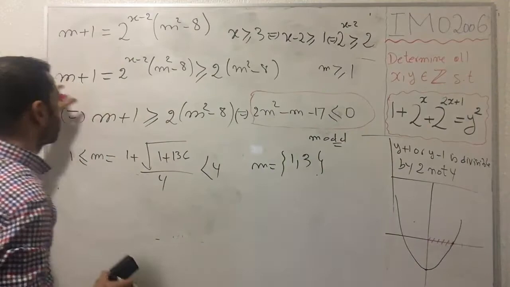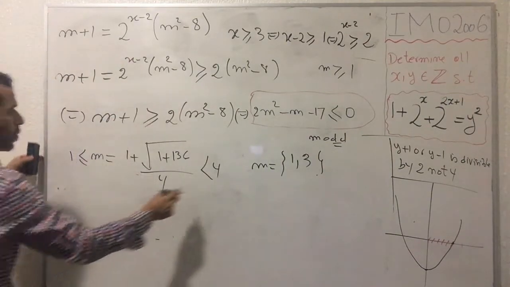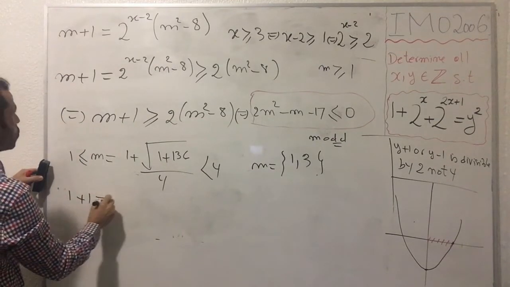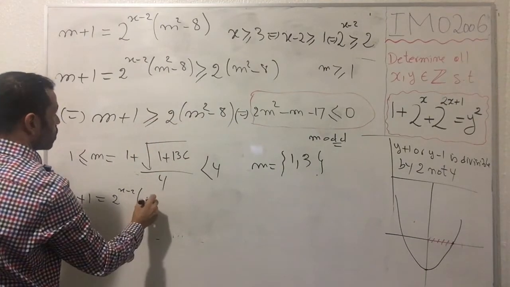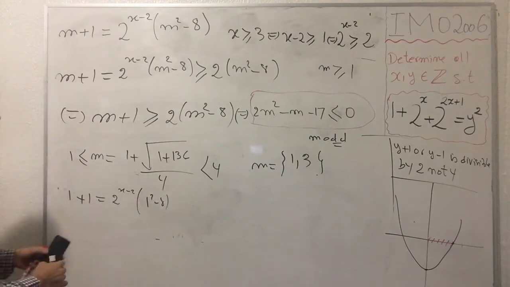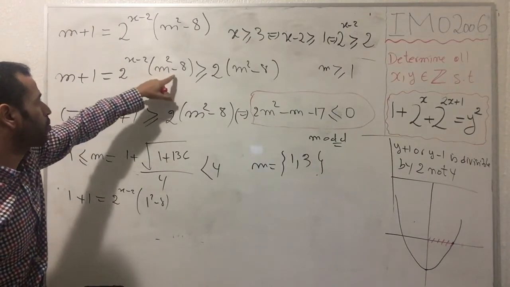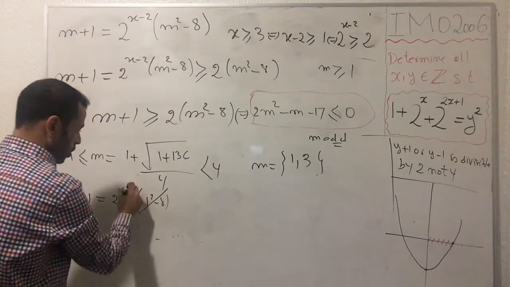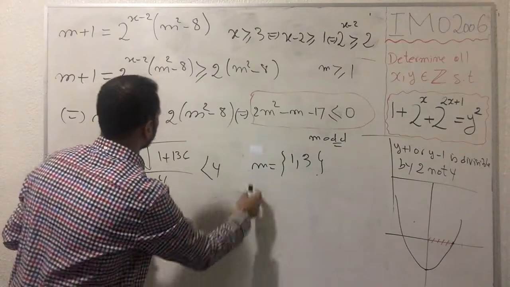I'm going to check my equation. This is my equation for m. Okay? So I'm replacing number 1 here. So 1 plus 1 equal to 2 to the x minus 2, 1 squared minus 8. This is not a solution of this equation because this side is negative. 1 squared minus 8 is a negative, so this is impossible. This is not a solution of this one. So 3 is a solution of this one.